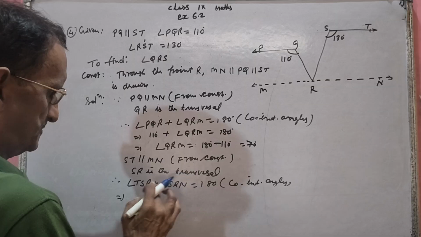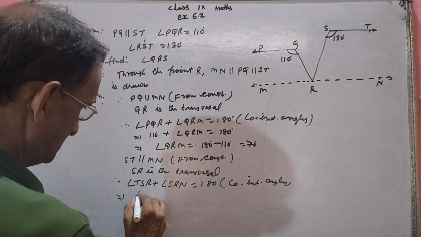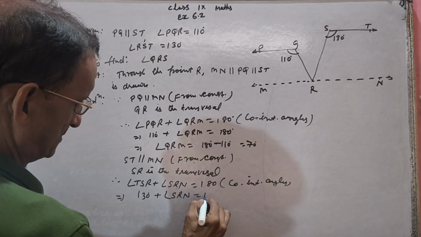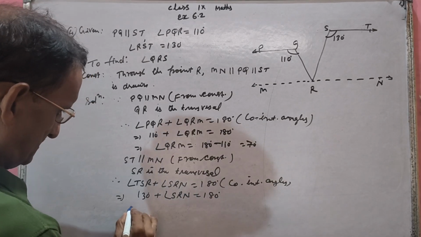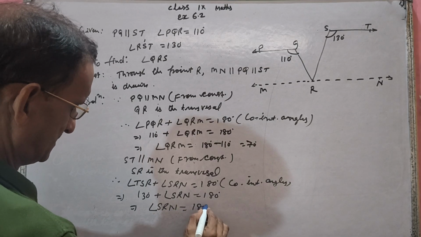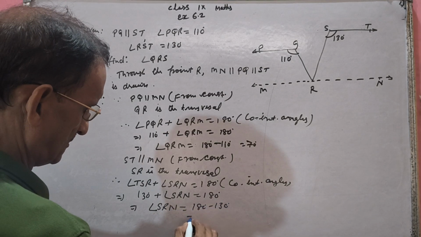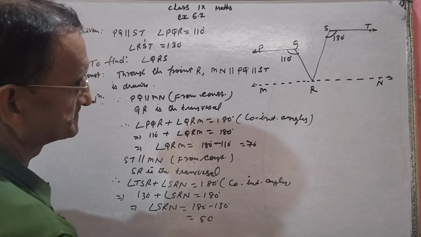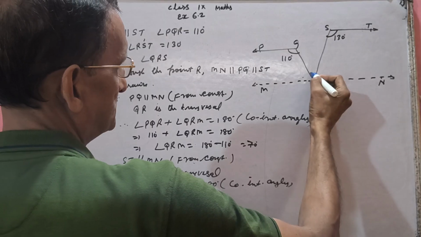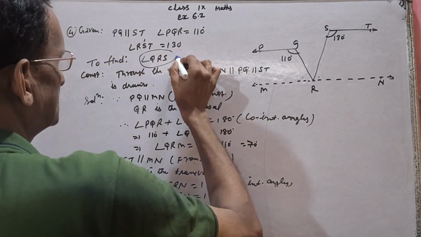Implies put the value of TSR, 130 degrees, plus angle SRN is equal to 180 degrees. So from here we will get angle SRN equal to 180 degrees minus 130 degrees. How much will we get? 50 degrees. See, we have got this angle and this angle, and our target is to find angle QRS, this angle.